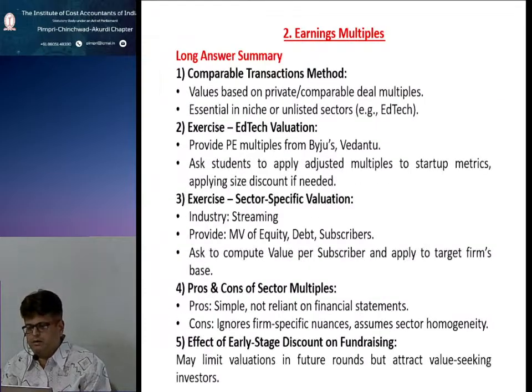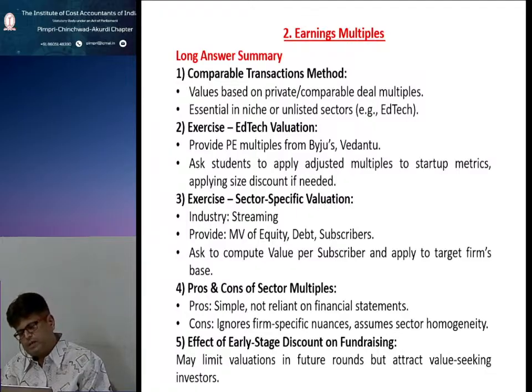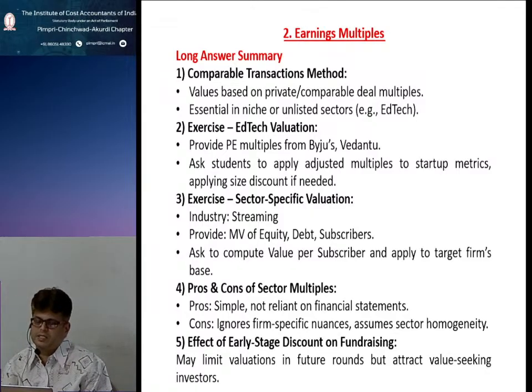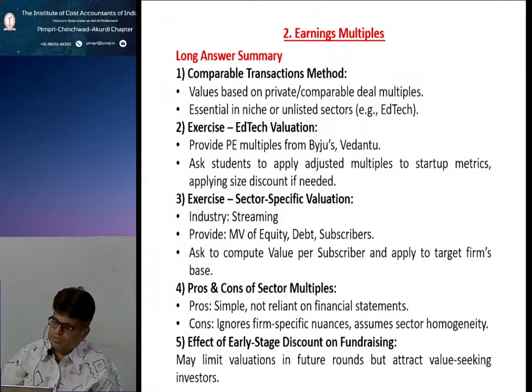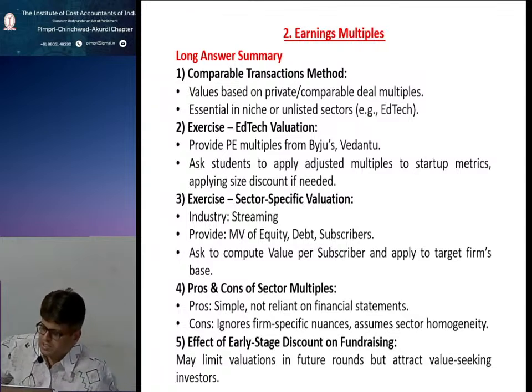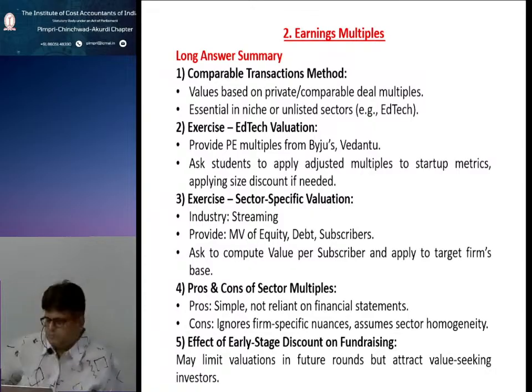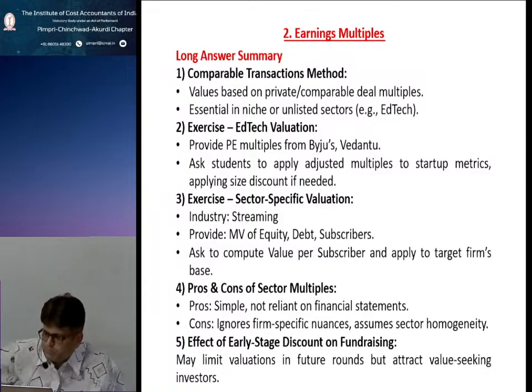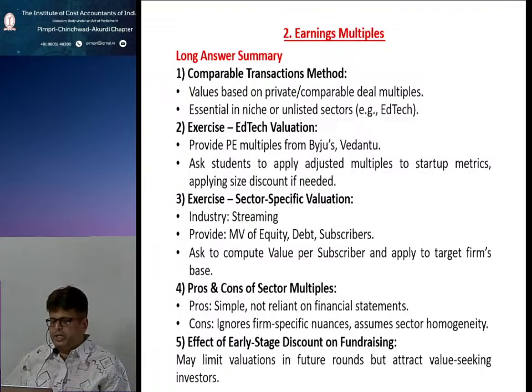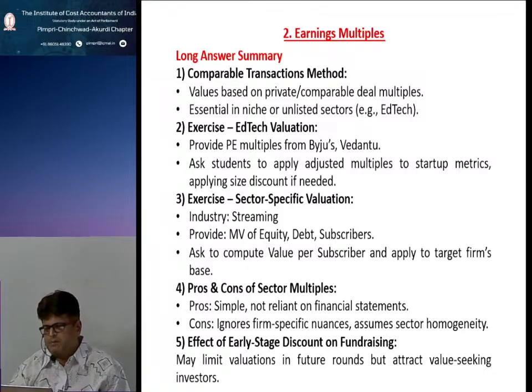Then long answer summaries is being covered. So over here, typically, as I said, after the study material or the relevant chapter, there are long question and answers that have been given in detail. So the concept that is being discussed in those long question and answers are, in question and answer 1, the comparable transaction method is discussed. So the valuation is based on private or comparable deal multiples and essential in niche or unlisted sectors. Example, EdTech.